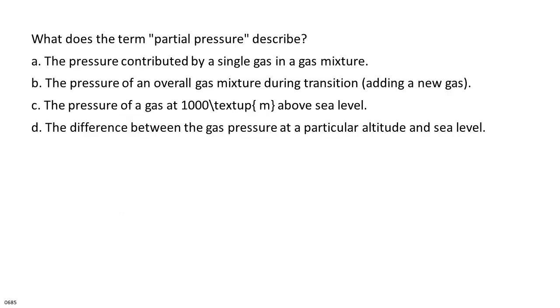What does the term partial pressure describe? A. The pressure contributed by a single gas in a gas mixture. B. The pressure of an overall gas mixture during transition, adding a new gas. C. The pressure of a gas at 1000 meters above sea level. D. The difference between the gas pressure at a particular altitude and sea level.